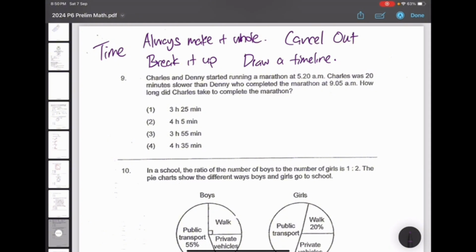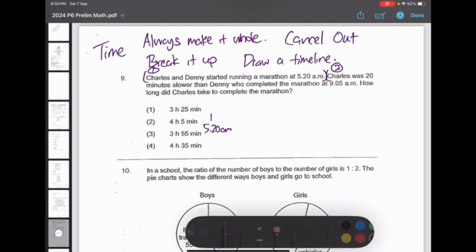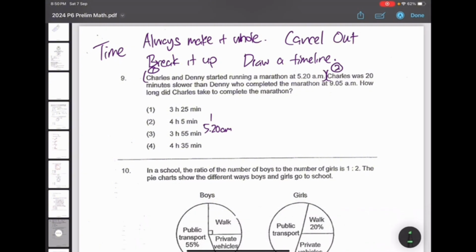Charles and Danny started running a marathon at 5:20 a.m. So we know their start time, right? Their start time is 5:20 a.m. Moving on to the next sentence. Charles was 20 minutes slower than Danny, who completed the marathon at 9:05 a.m. So who completed the marathon at 9:05? Was it Charles or Danny? Danny completed the marathon at 9:05 and Charles was 20 minutes slower than Danny.